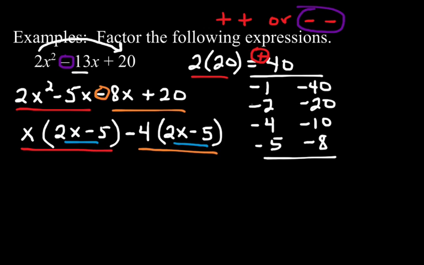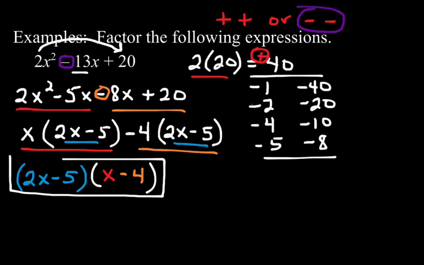So, what can we factor out of both of them? We can factor out the 2x minus 5. Then what we have left is, in the first half we have the x, in the second half we have the minus 4, and that is our set of factors.